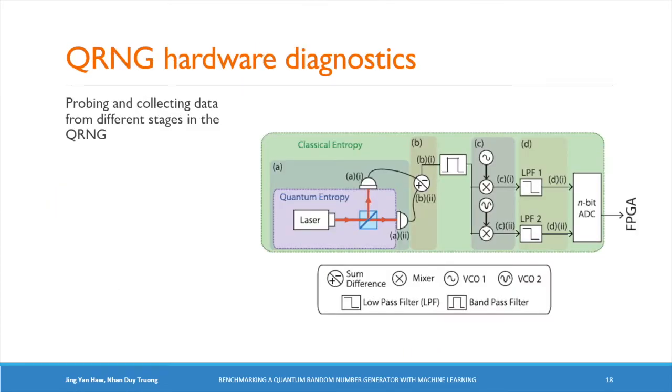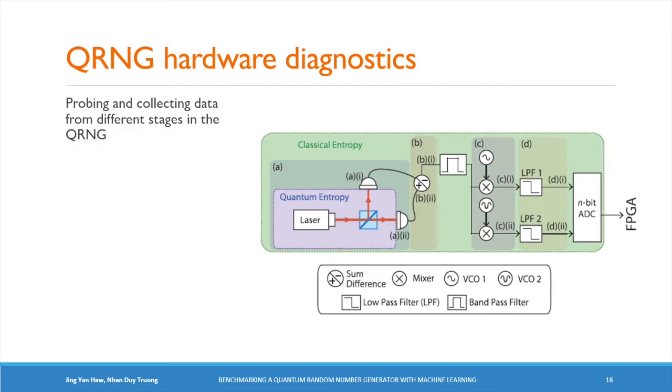Thanks, Nhan. Now back to our QRNG setup. In order to test our ML tools, we do an auto-spy on our QRNG by probing and collecting data from various stages of the QRNG. We expect to see some deviation from our modeling, of course, as it is only applicable to a full setup.